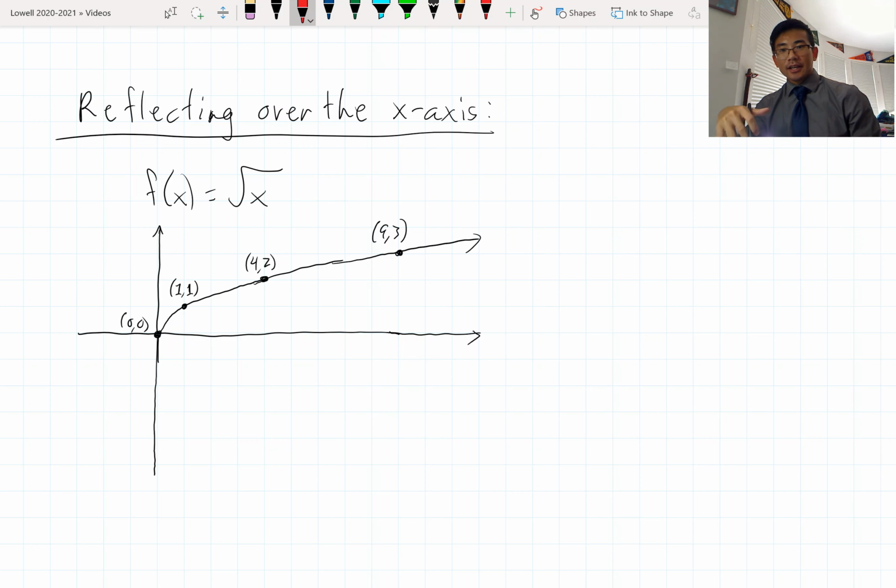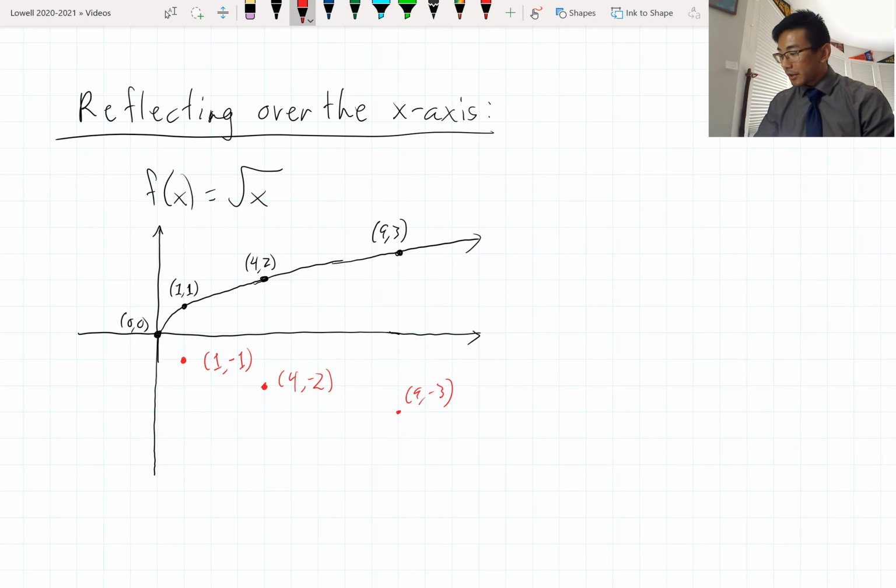And so reflecting over the x-axis, I'm actually just going to draw it on the exact same graph here. So the black one is f of x, and the red one, if I reflect over the x-axis, that's just bringing everything and mirroring it downward. And so 1, 1 is now going to become 1, negative 1. Again, this red function that I'm about to draw is different than the black one. I'm not combining it with that black one. So this one becomes 4, negative 2, and this point down here becomes 9, negative 3.